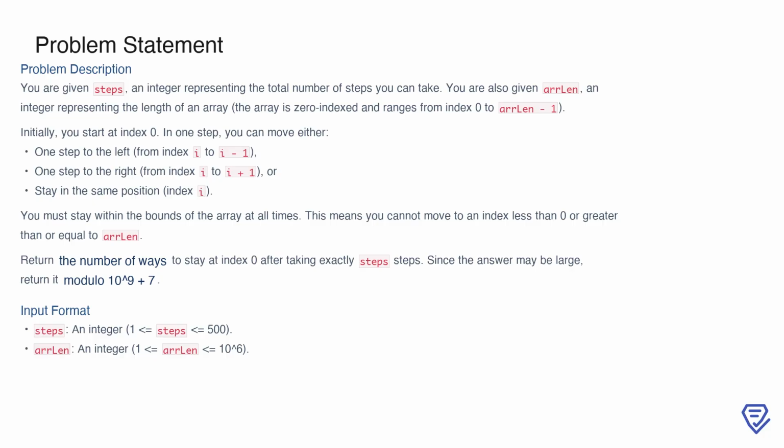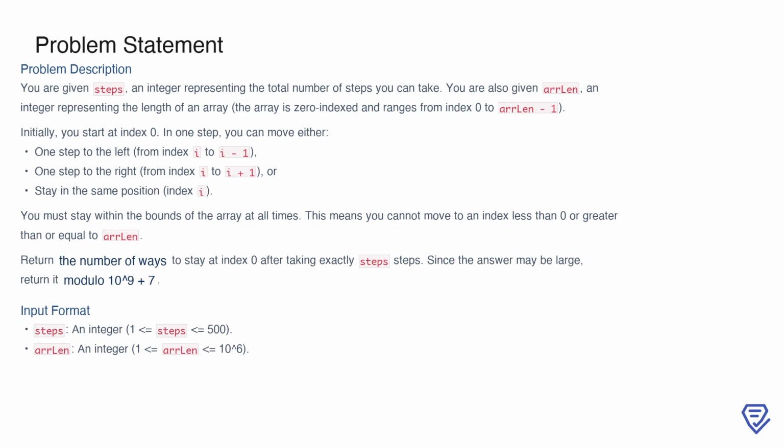However, you must ensure that you stay within the array bounds, meaning you cannot move to indices less than 0 or greater than or equal to ARR_len. The goal is to calculate the number of distinct ways to return to index 0 after exactly steps. Since the result can be very large, the answer should be computed modulo 10 to the power of 9 plus 7. The problem also specifies the constraints for the input.